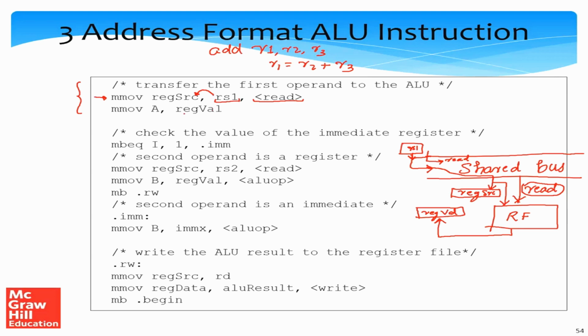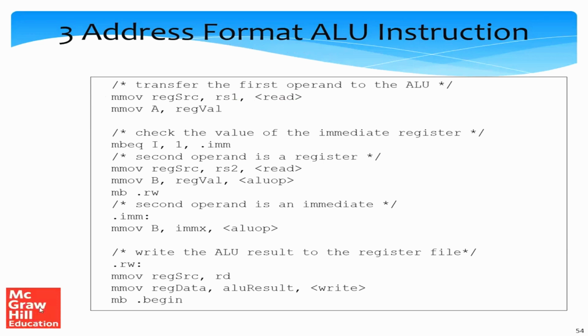Subsequently, we will move this to register A, which is a part of the ALU's system. ALU has two input registers, A and B. So whatever is there in regval, in the next cycle we will transfer the contents of regval to register A, again via the shared bus. But since there are no arguments, nothing needs to be done. Alright, so let me erase the ink on this slide and move to the next part.